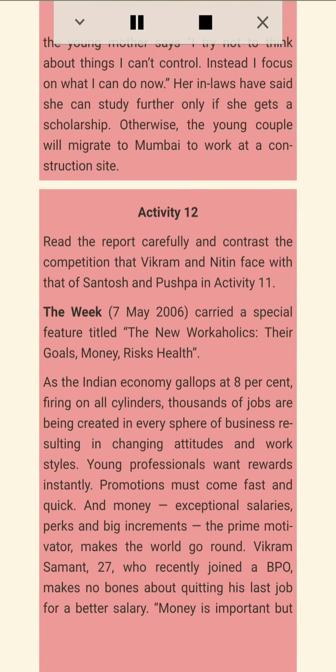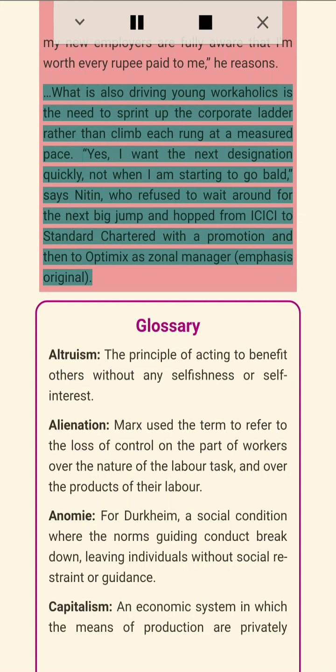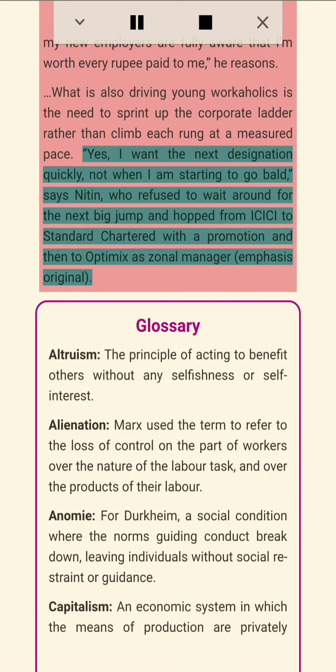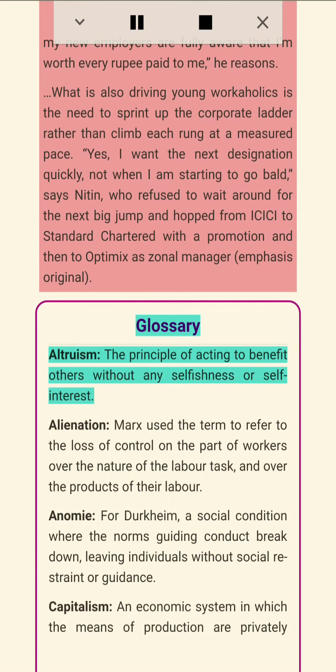What is also driving young workaholics is the need to sprint up the corporate ladder rather than climb each rung at a measured pace. "Yes, I want the next designation quickly, not when I am starting to go bald," says Nitin, who refused to wait around for the next big jump and hopped from a CC to Standard Chartered with a promotion and then to Optimix as zonal manager, emphasis original.